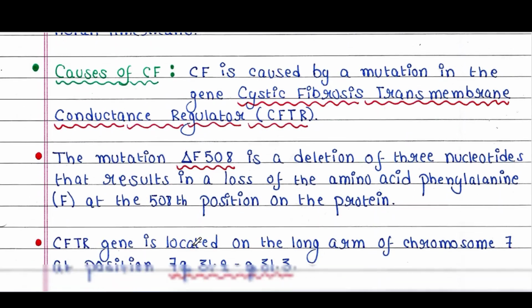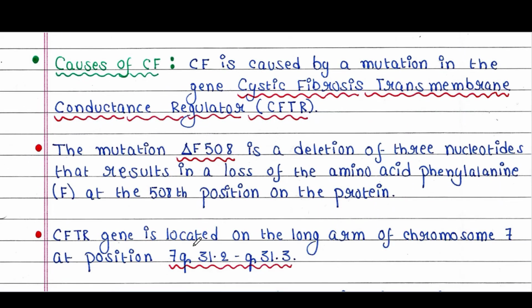Let's see some causes of cystic fibrosis. Cystic fibrosis is caused by a mutation in the gene CFTR, that is cystic fibrosis transmembrane conductance regulator. The mutation del F508 is a deletion of 3 nucleotides that results in a loss of the amino acid phenylalanine at the 508th position on the protein.